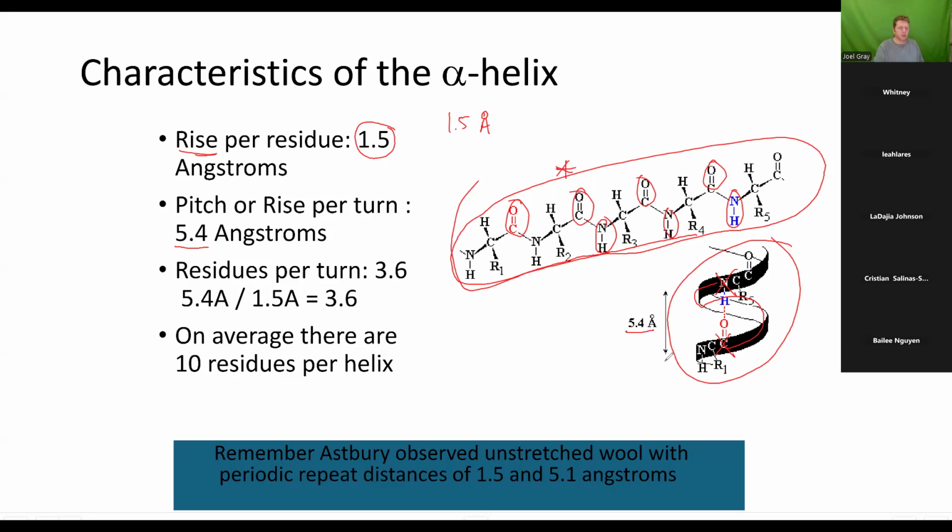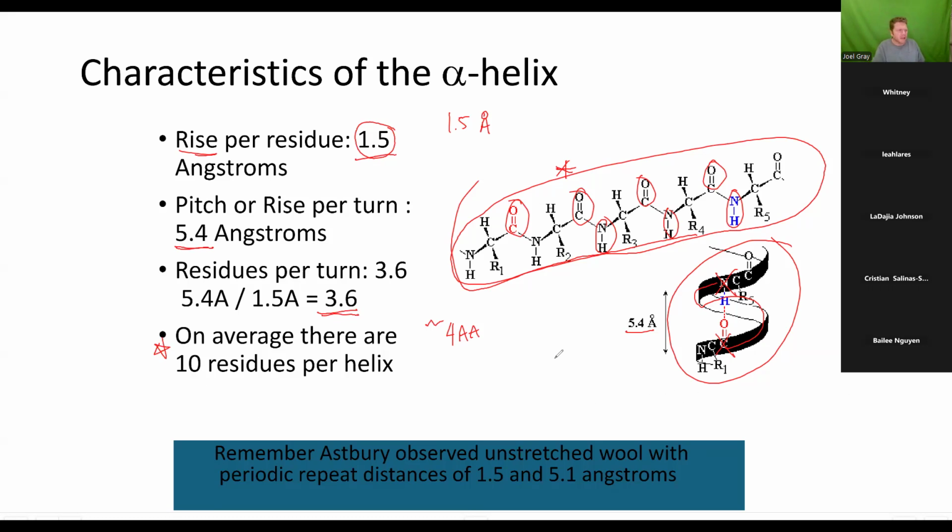Now, the great question there is, how many amino acids would it take to make that one rotation? And the answer is approximately 3.6. So in one complete rotation of that spiral staircase, there's roughly 4 amino acids. That 3.6, that 4, that's a rough average. I want you to keep in mind 1.5 angstroms, 5.4, and 3.6. Now, this last item, on average, there are 10 residues per helix.